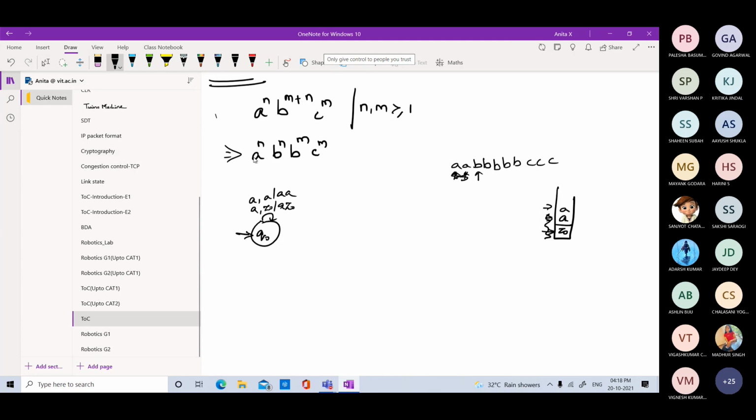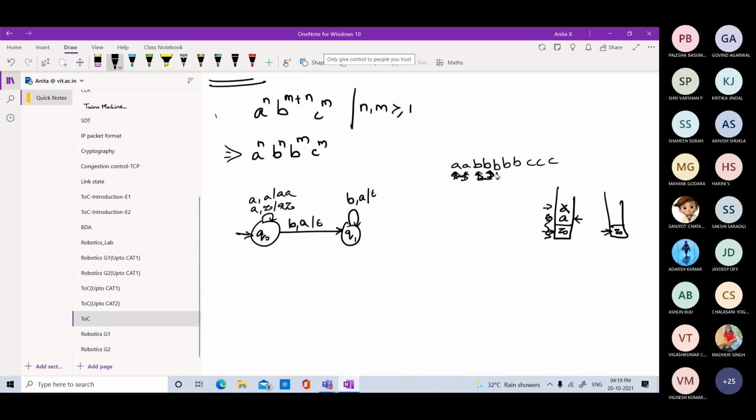First, I have to count whether the number of A's and the number of B's are equal. So I have to perform the pop operation. Yes. B, stack symbol A, I have to perform the pop operation. I'll be in state Q1. Again, here B, A, this is popped, right? Again, I have to proceed with the pop operation. Now, this will be my configuration.